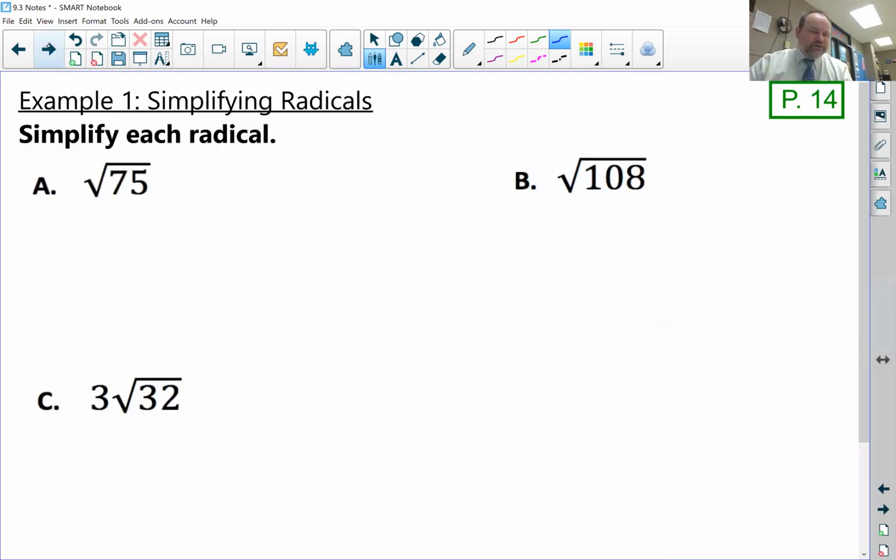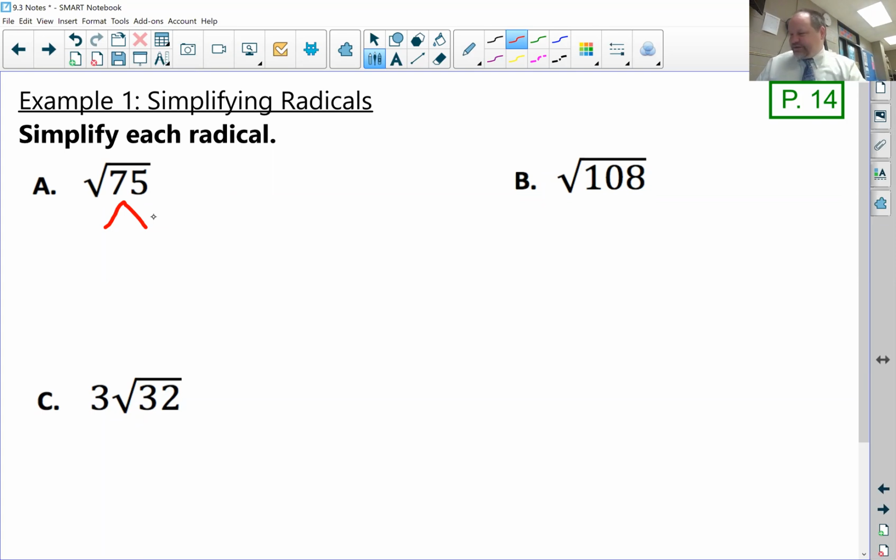I will actually do the examples. The first 3 I'm going to do with the factor tree. The last 3 I will do with the perfect square method. So simplify the radical. Square root of 75. First thing I check, is 75 a perfect square? Unfortunately, it's not. So now I break it apart.